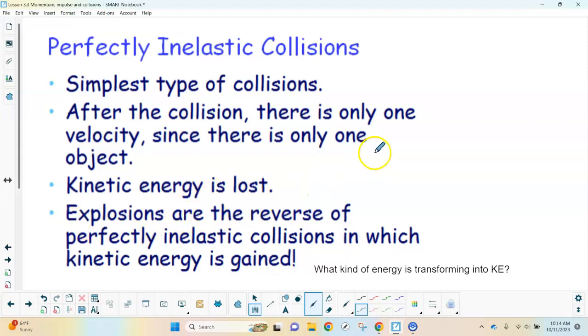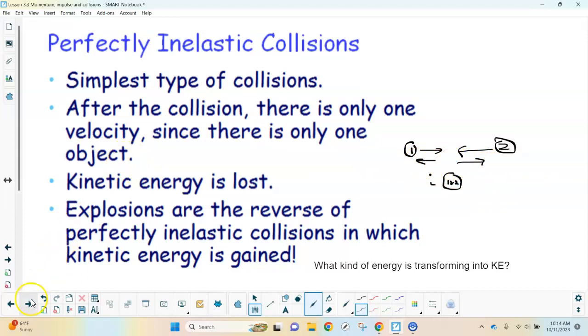Explosions are the actual reverse of perfectly inelastic. So if object 1 was going to the right, and object 2 was going to the left, and they hit and stuck, if they had the same amount of momentum together, they would just stop here. So this would be the initial, this would be the final. If you imagine this in reverse, if we started here as the initial, so these two objects are stuck together, and we played it in reverse, they would go the opposite ways. If we played the video in reverse, 1 would go to the left, 2 would go to the right. That's an explosion. We kind of talked about that already.